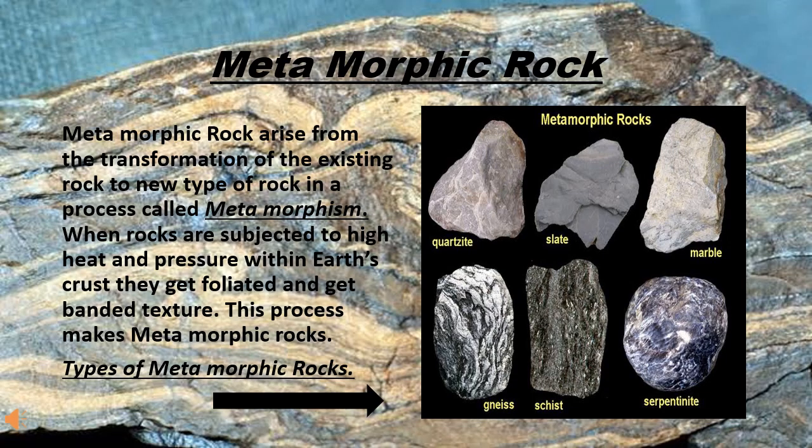Metamorphic rock. Metamorphic rocks arise from the transformation of existing rock to a new type of rock in a process called metamorphism. When rocks are subjected to high heat and pressure within the earth's crust, they get a foliated and banded texture. This process makes metamorphic rocks. Types of metamorphic rocks are quartzite, slate, marble, gneiss, schist, and serpentinite.